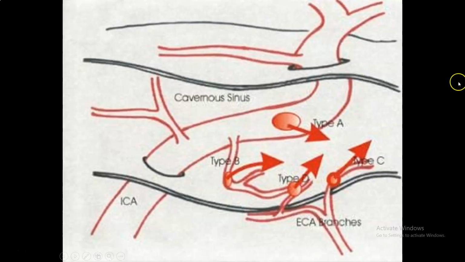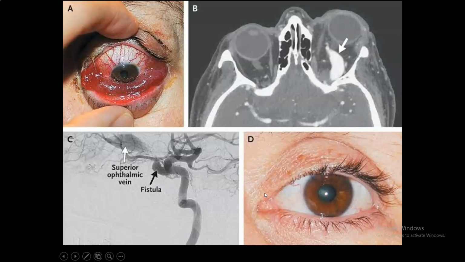Another view showing the four types together. Type A, traumatic, high flow, severe proptosis, angry eye, redness, everything, pulsations. The type B, spontaneous, branches from the internal carotid. Type C, branches from the external carotid. Type D, branches from the external and the internal carotid.